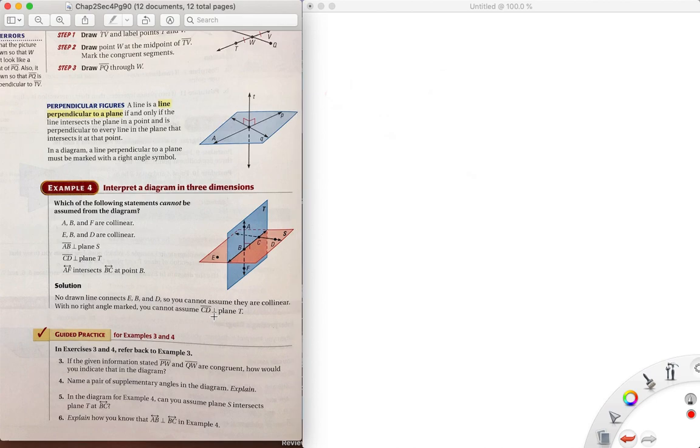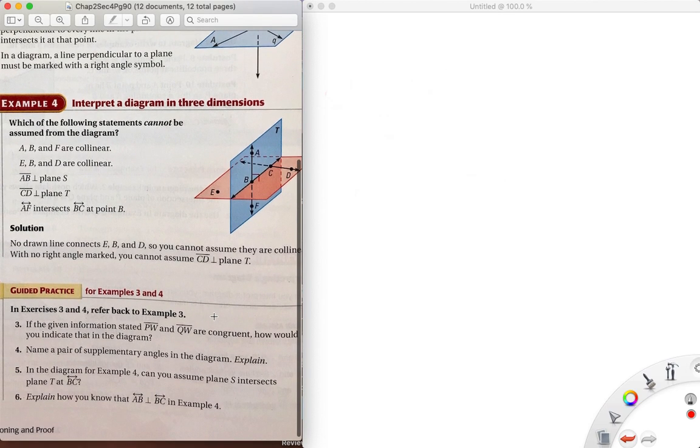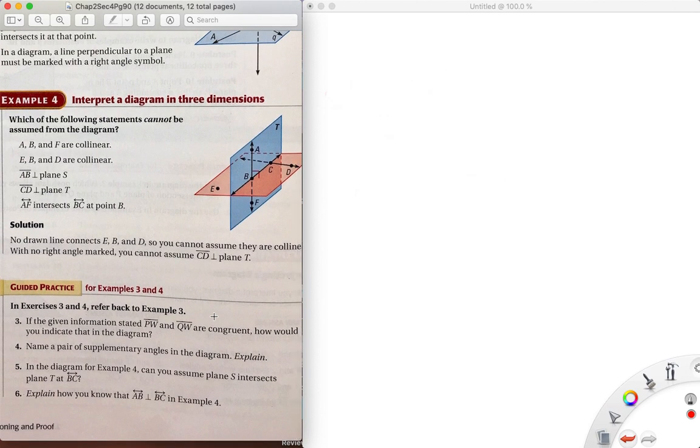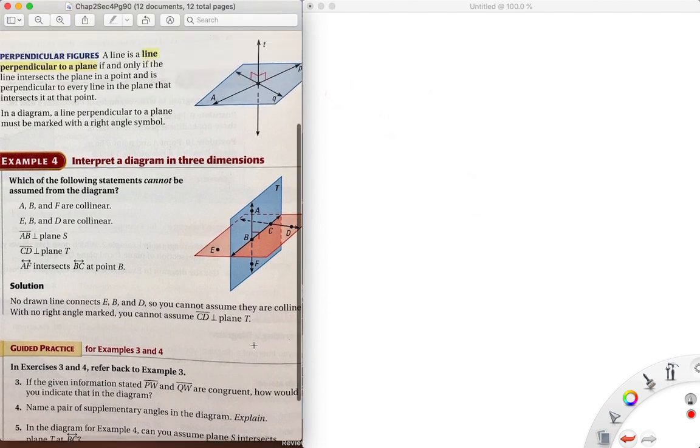Guided practice really gives you examples of referring back to the figure and seeing what conclusions you can make from the figure. This one says to refer back to example 3. If the given information is that PW and QW are congruent, how can you indicate that in a graph?